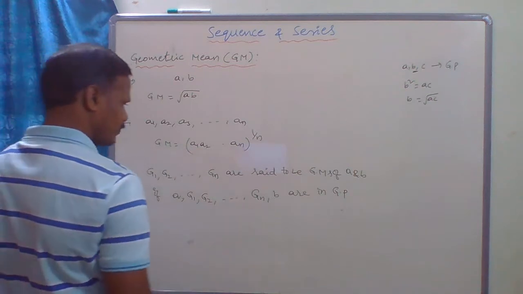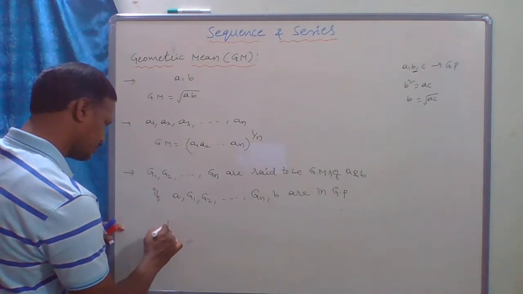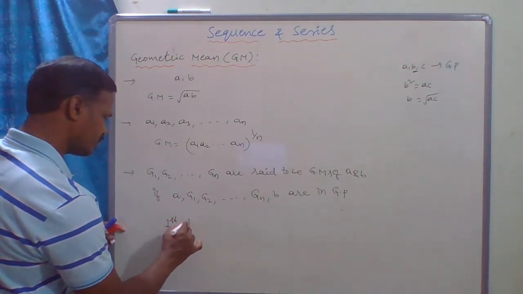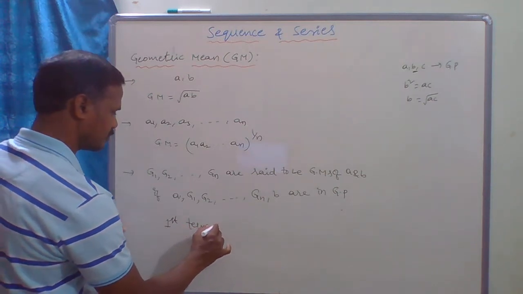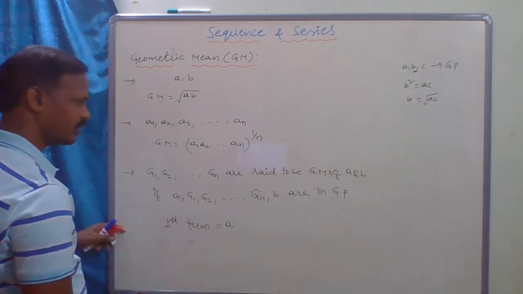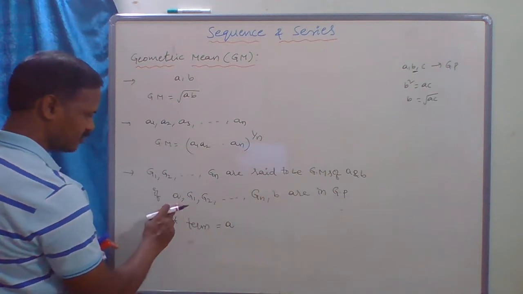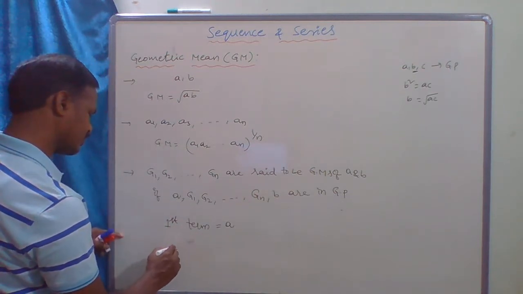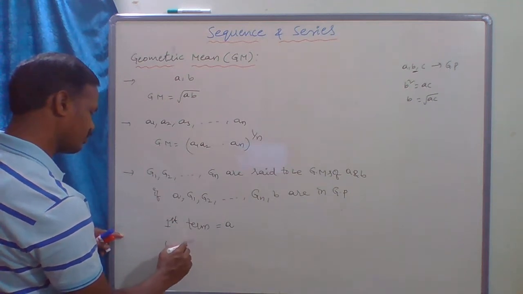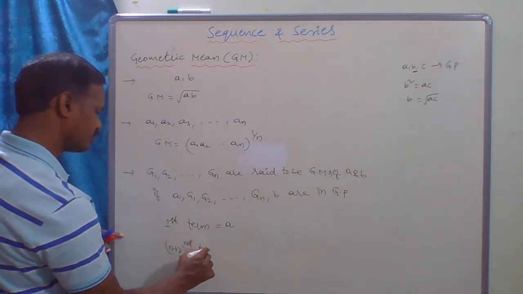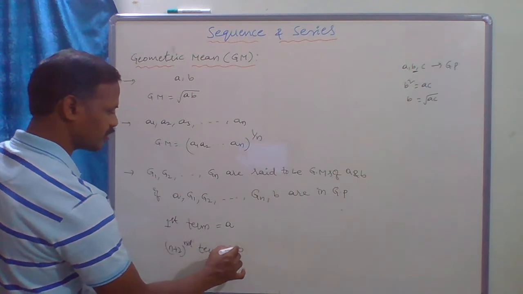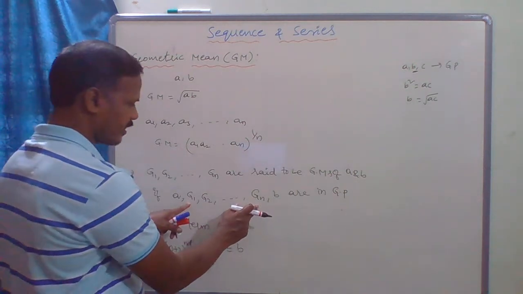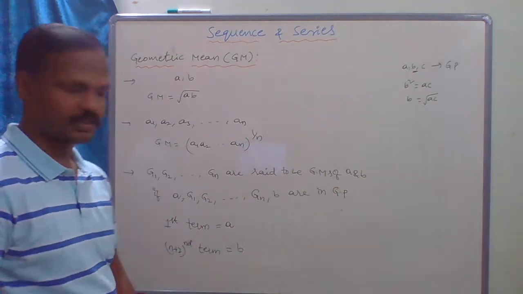So in this, what is the first term? The first term is A. Then what about B? B is first, second, third, so on. This is n plus second. N plus second term is B. So these are n numbers and the remaining 2, n plus 2 numbers.